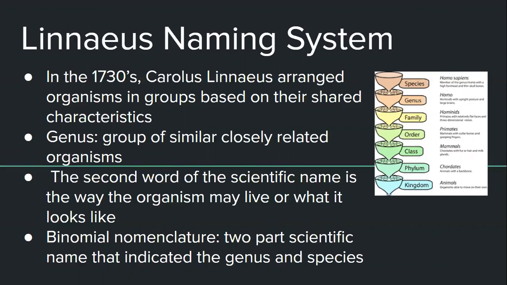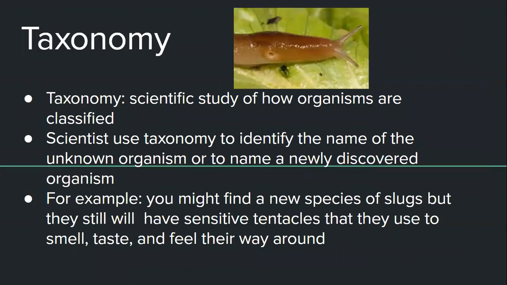So every single animal on this planet is going to have this two-word scientific name corresponding directly to the binomial nomenclature that scientists use to classify and name them. The scientific study of how organisms are classified is called taxonomy. Scientists use taxonomy to identify the name of unknown organisms or to name a newly discovered organism.